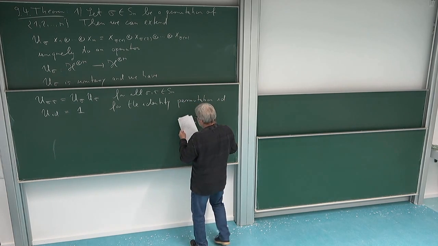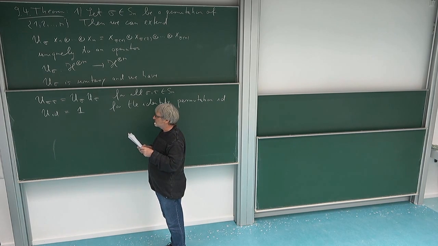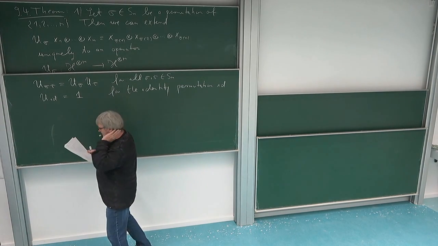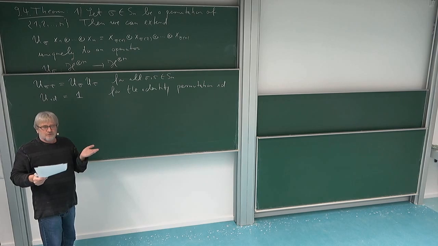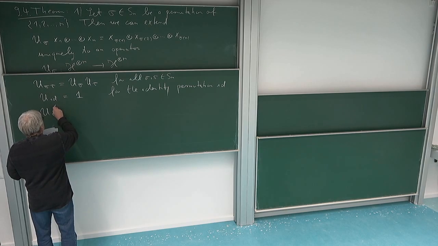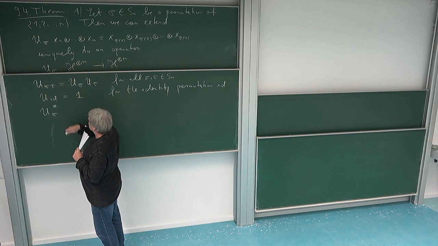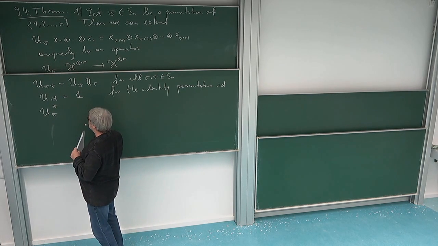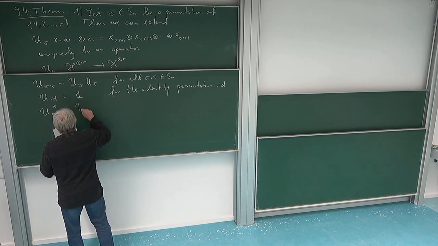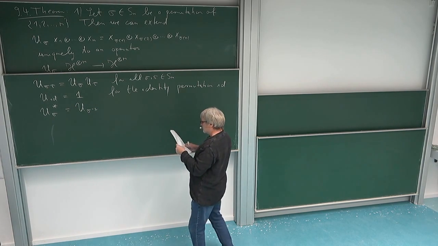Maybe it's also good to think about what the adjoint of U is. According to this, it's clear what it has to be, namely just U of the inverse of my permutation. If I take U of sigma and take the adjoint of this, then because U is unitary, this must just be the inverse of U, and so according to this, it must be U of the inverse of the permutation, which is also very easy to see directly.